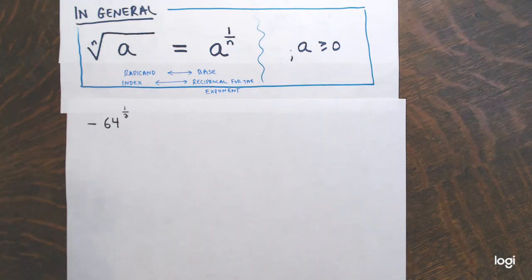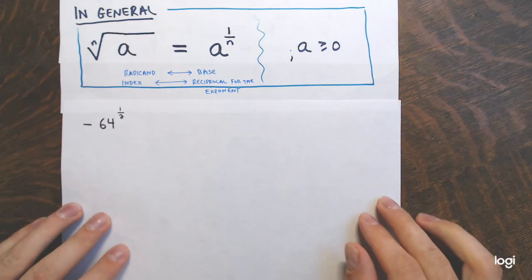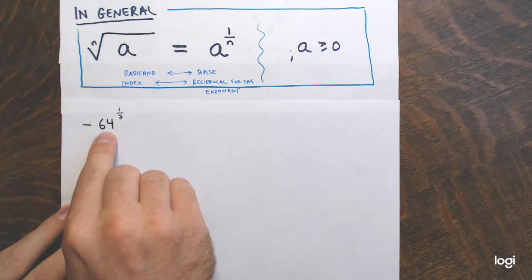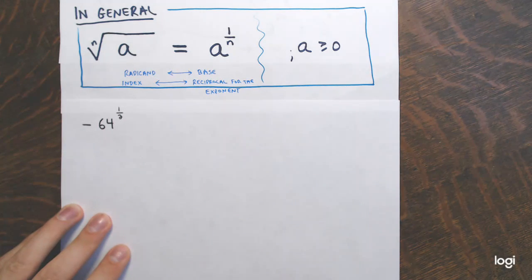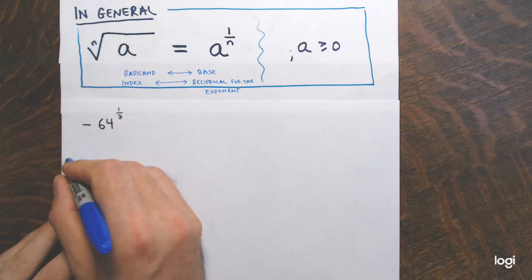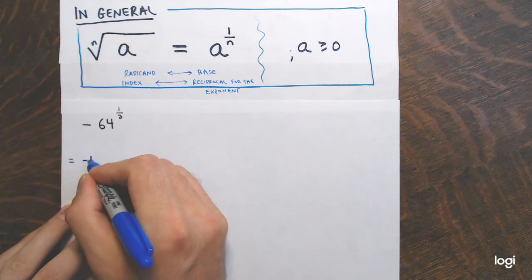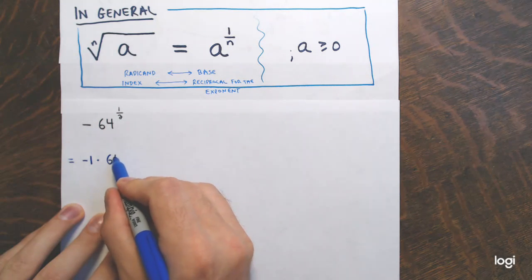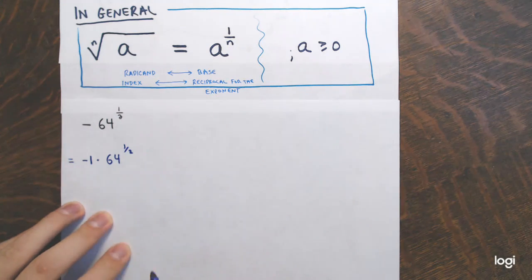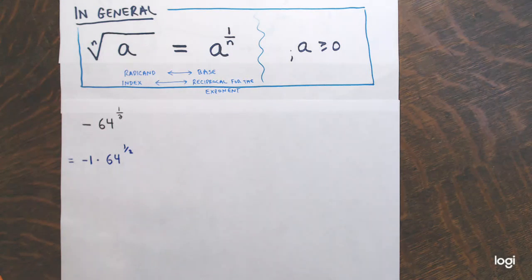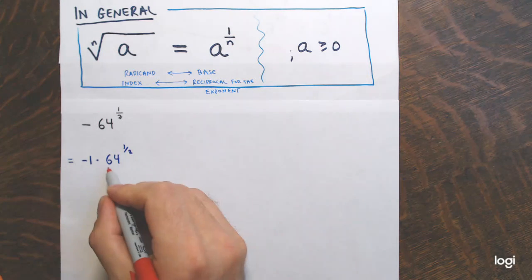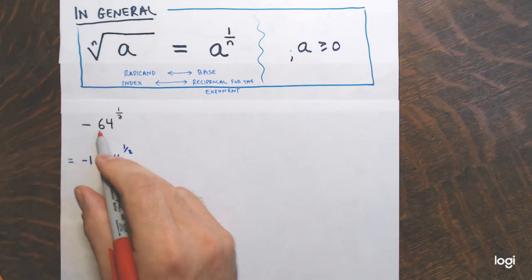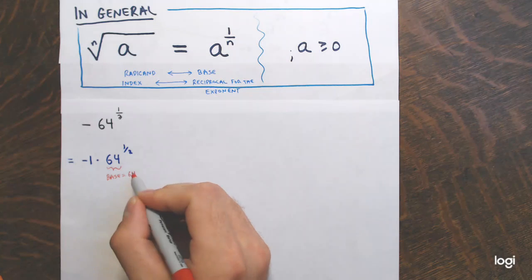So another one of these where I have a fraction power. Now this is just like the one where there's no parentheses around this. So this minus sign here is just like having a factor of -1. It's like having -1 times, and then this 64 to the half. So the base on that exponent of a half is just the 64, not the -64. It is not in parentheses.